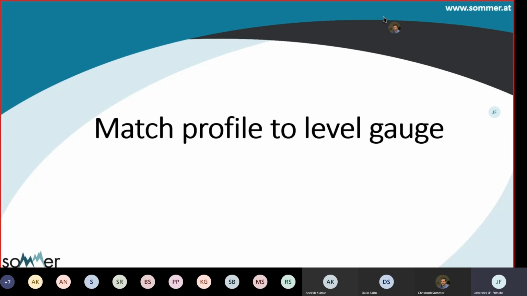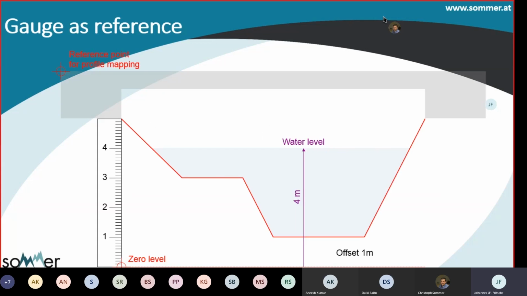Okay, finally, I want to address one more thing. You might have the situation where you have a river or a channel with an installed gauge plate with a certain zero level. So, for example, you have a simple channel with a bridge over it, and beside the bridge you have a gauge plate with a zero level of 1 meter below the lowest point of your cross-sectional profile.